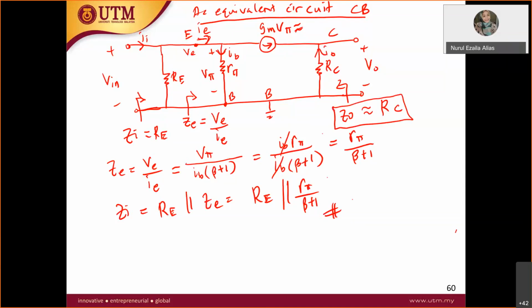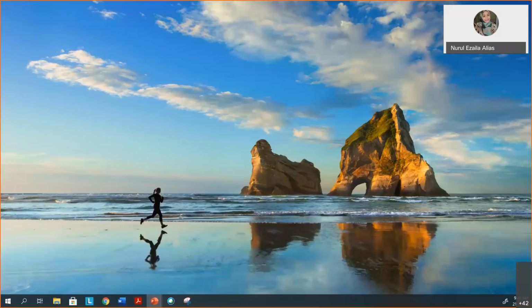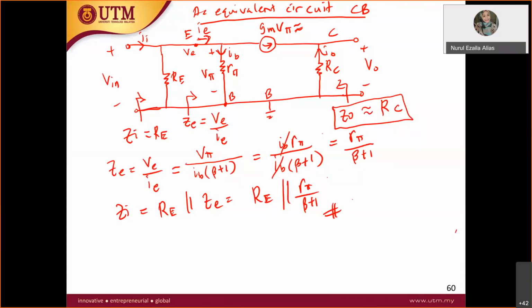Now let's derive AVOC. I think I will derive it here. AVOC will be V out over V in. Can someone give me what is V out? This is without RL. Therefore AVOC is equal to V out, which is equal to what, student?